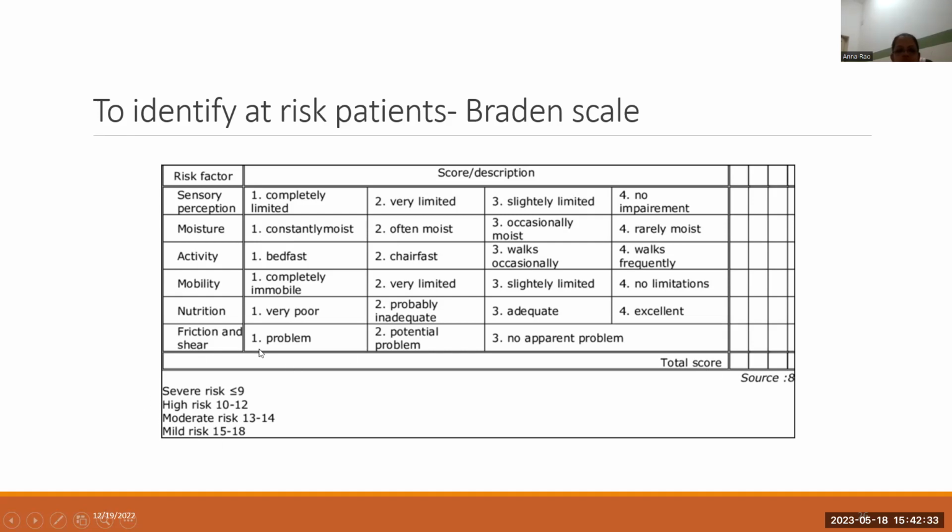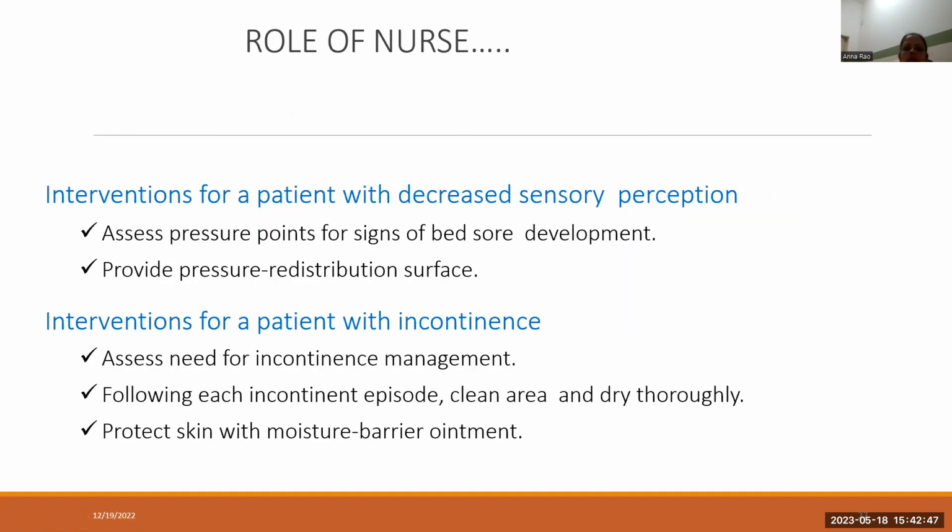Here the assessment levels are already given, whether the patient is at high risk or severe risk or moderate or mild risk. We can find out. Then when there is decreased sensory perception, at that time we have to see the points, right? Assess the points where there is more pressure, okay, and see to it that the pressure is distributed, the patient's weight is distributed equally, right? So whatever measures should be taken can be found out.